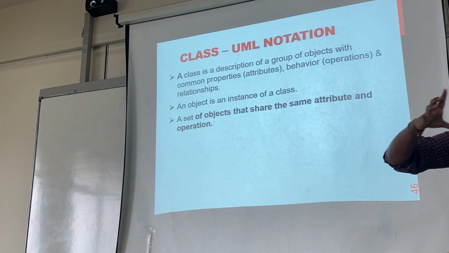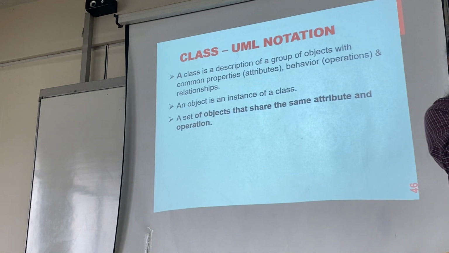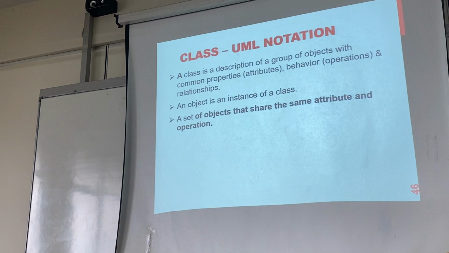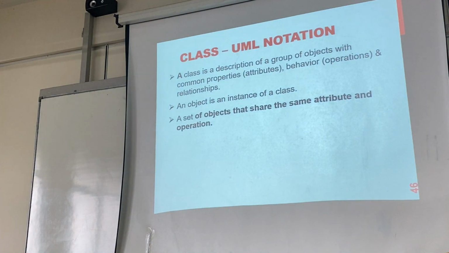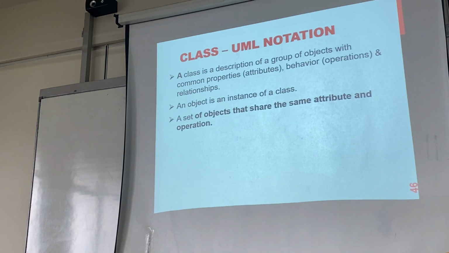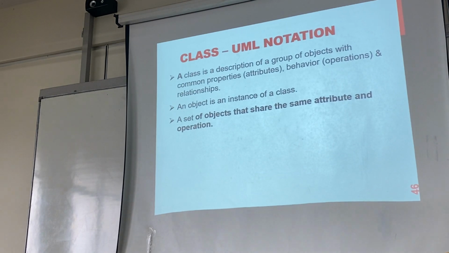Class is like a template. So when you create objects from the class, you create a lot of copies of this template. That is an object. Class is like the original copy, and your objects are like photocopies. You understand or not?